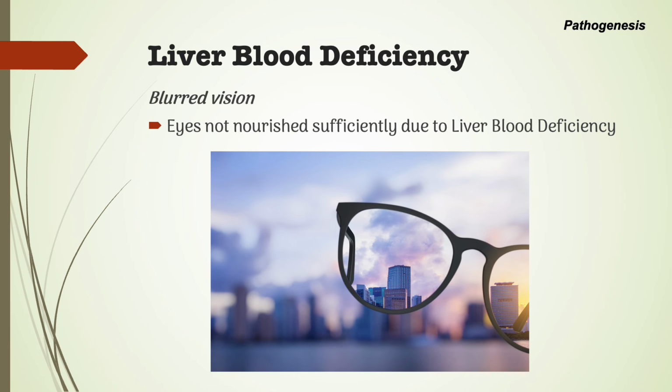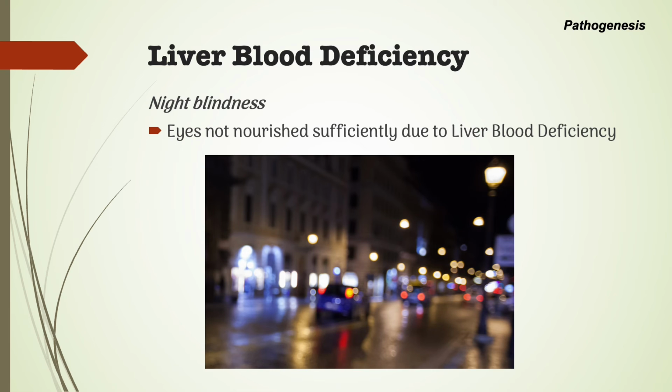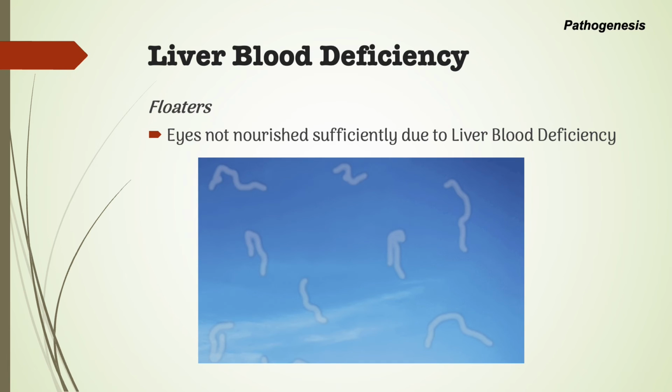Blurred vision. The eyes are not nourished sufficiently due to liver blood deficiency. Dryness of the eyes. The eyes are not nourished sufficiently and they become dry due to liver blood deficiency. Night blindness. The eyes are not nourished sufficiently due to liver blood deficiency. Floaters. Eyes are not nourished sufficiently due to liver blood deficiency.